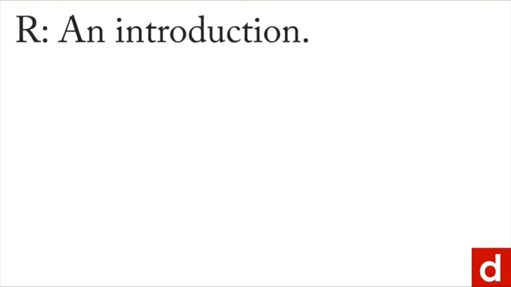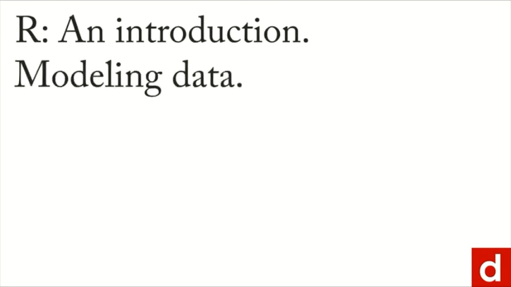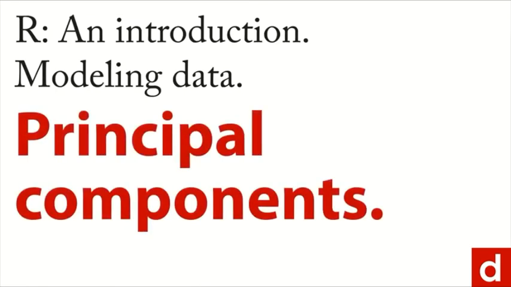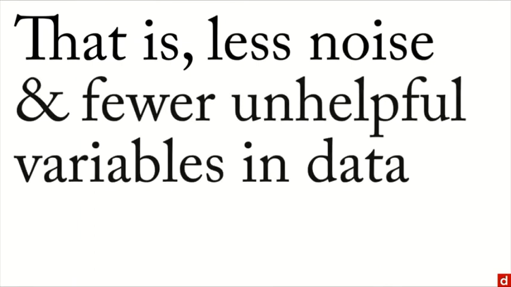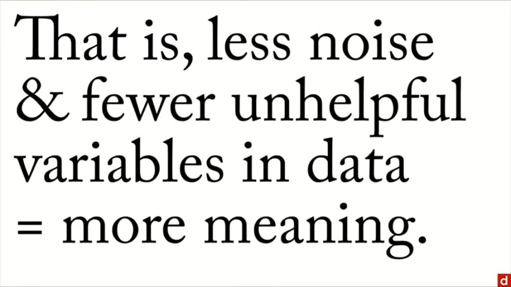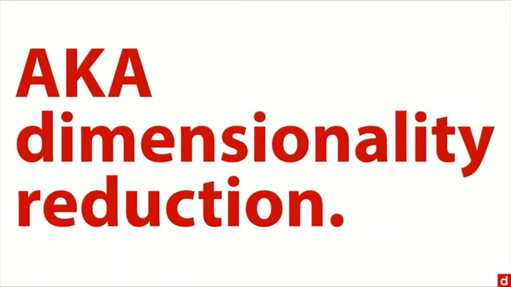As we go through our very brief introduction to modeling data in R, another common procedure that we might want to look at briefly is called principal components. And the idea here is that in certain situations, less is more. That is, less noise and fewer unhelpful variables in your data can translate to more meaning. And that's what we're after in any case. Now, this approach is also known as dimensionality reduction.